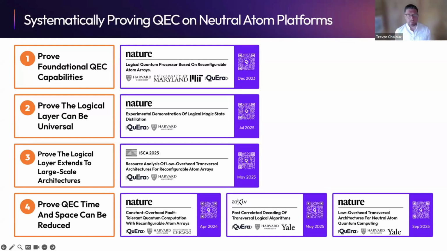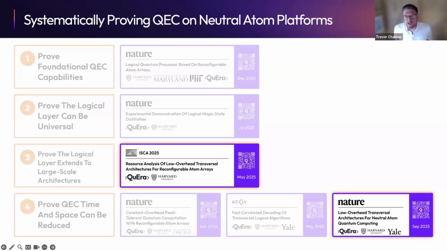And then lastly, we'll talk a little bit about the low overhead transversal architecture, which is also a critical step in improving the efficiency of that quantum overhead. And so with that, I'll hand it over to Harry, who will talk specifically about these two building blocks in our broader error correction strategy.